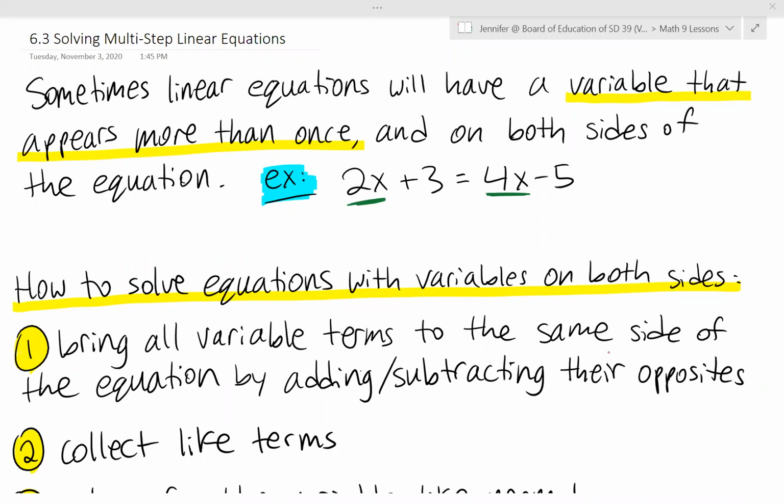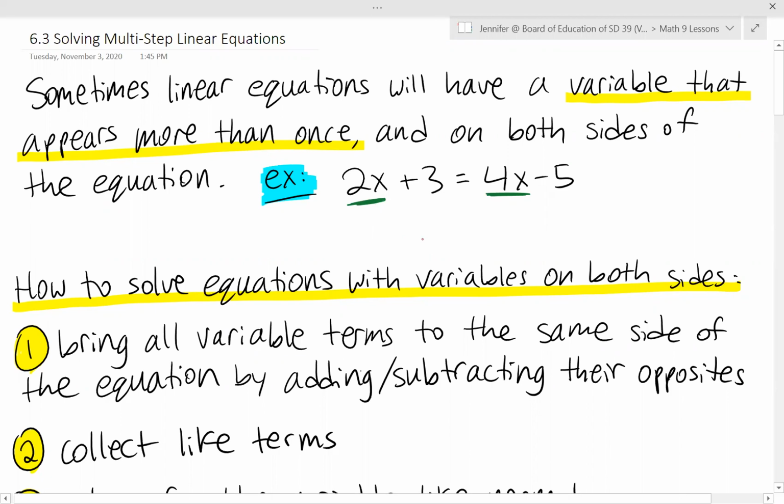Sometimes linear equations will have a variable that appears more than once, and it appears on both sides of the equation. Like this example here, we have a 2x term and a 4x term, and they exist on both sides of the equation. In order to solve for x, we need to collect like terms and combine them so we only have one variable. And to do that, we need to get them on the same side of the equation.